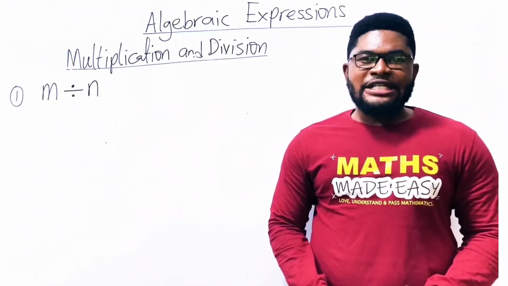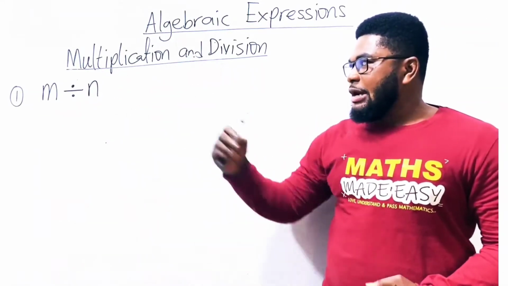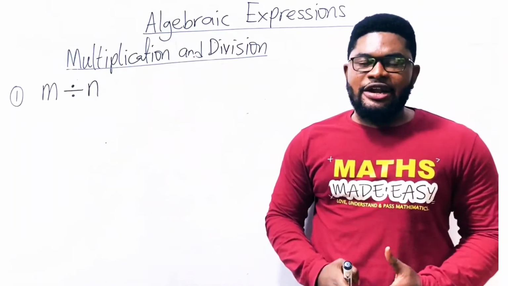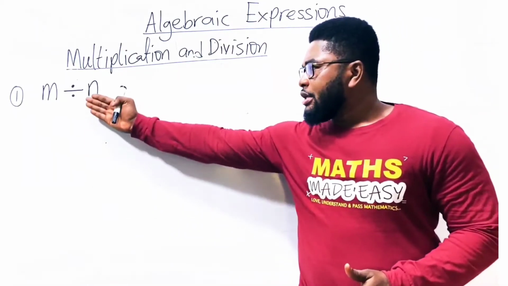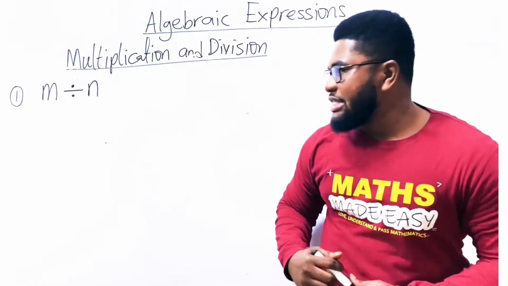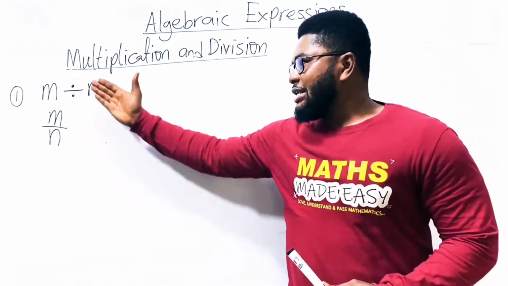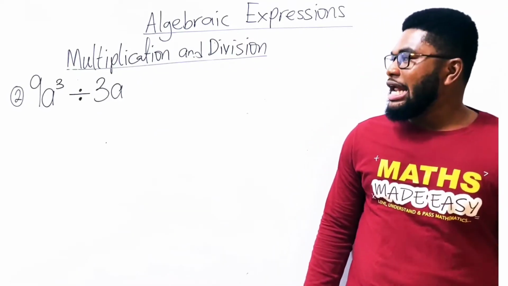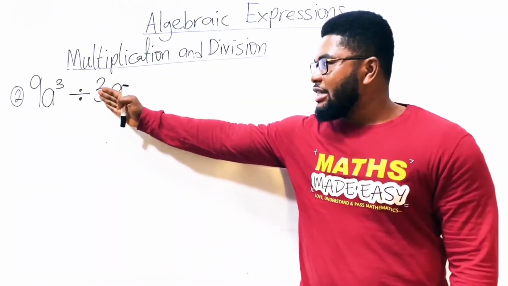Let's now take our first example under the division of algebraic expressions. In this example, it says simplify m divided by n. Now, if you check the variables, they are not like terms. But as we rightly said from the beginning, division does not consider like terms. So with this, the final answer can be written as m divided by n. This and this are the same. Our second example under the division will be 9a raised to the power 3 divided by 3a.